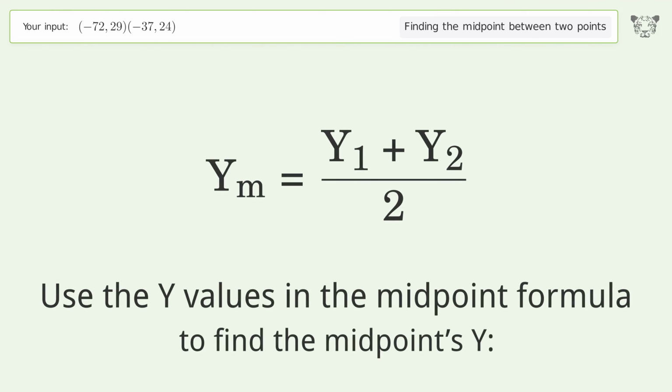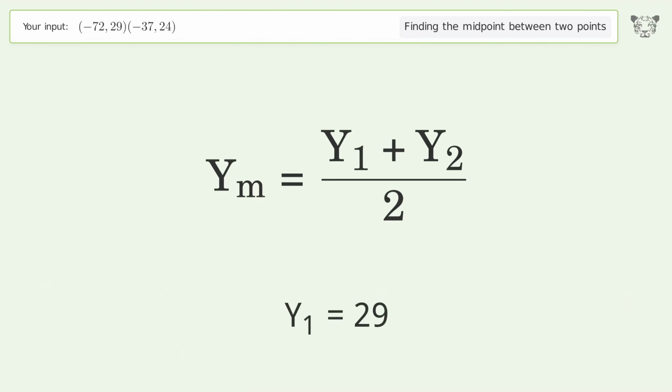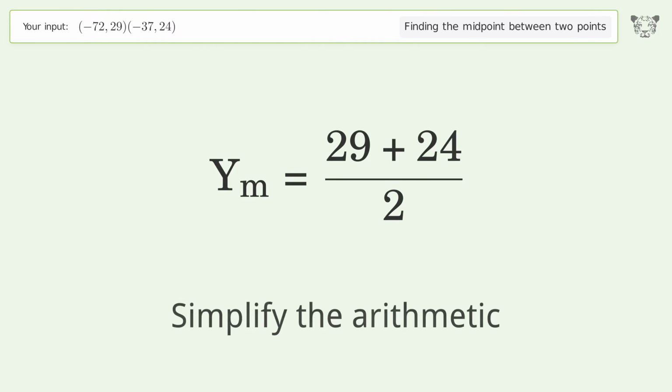Use the y values in the midpoint formula to find the midpoint's y. y1 equals 29. y2 equals 24. Simplify the arithmetic.